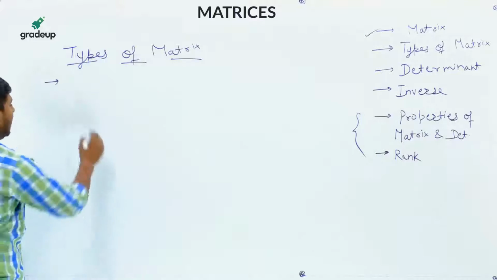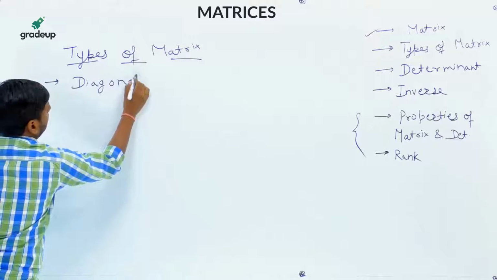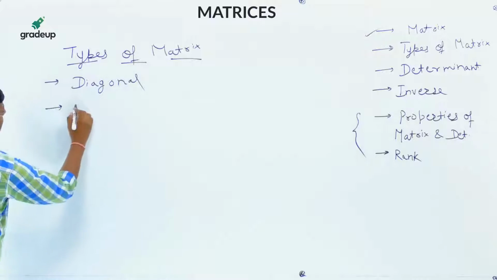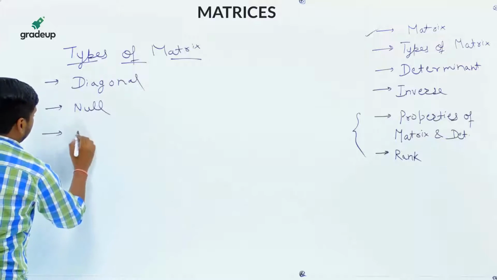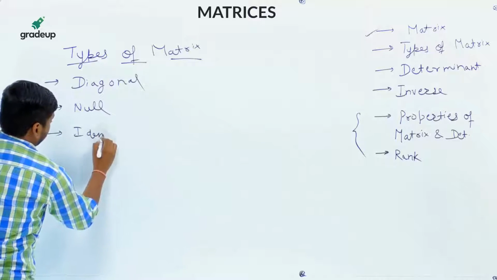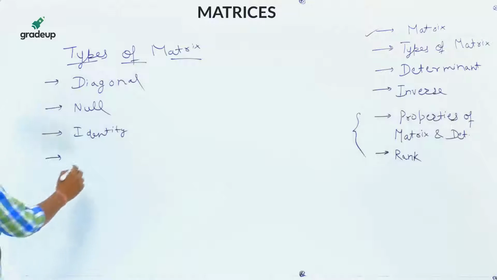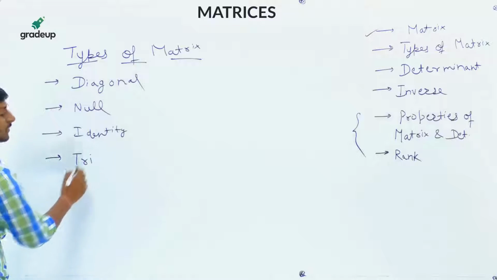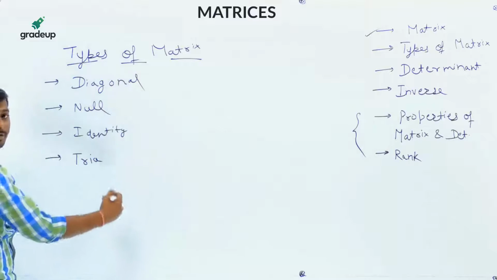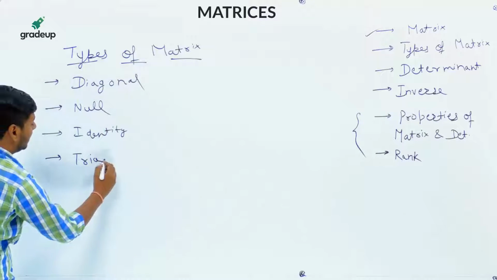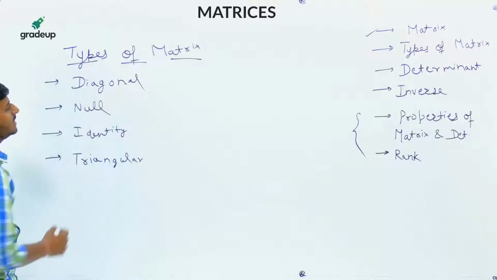See, first is diagonal matrix. Second is null matrix. Third is identity matrix. Fourth is triangular matrix. There are 2 types of triangular matrix. First is upper triangular and second is lower triangular. We will see one by one what are the different types of these matrices and how we form these matrices. Okay. First we will see diagonal matrix.